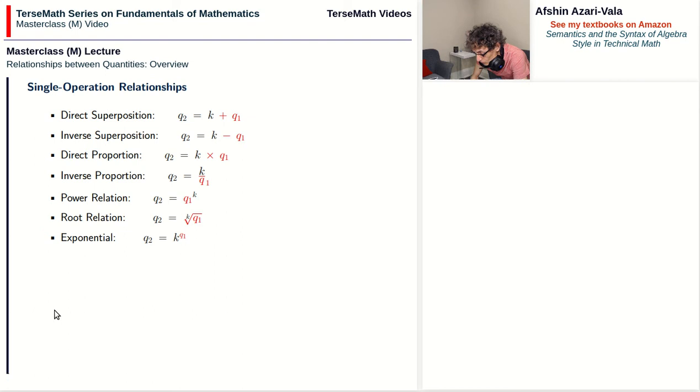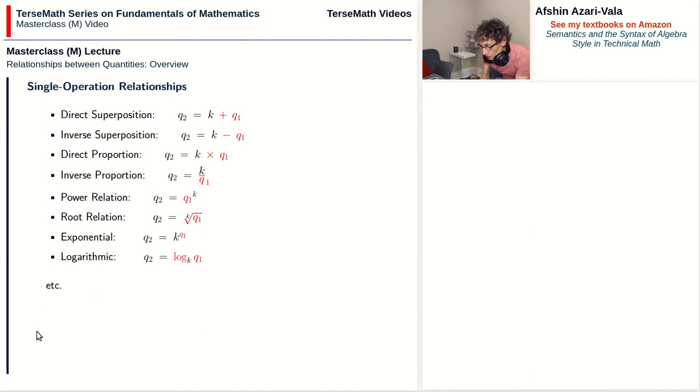And the inverse to exponentials is logarithms. And here we get log to the base k of Q1. You do notice that these are inverse operations. Direct superposition, inverse superposition deal with addition and subtraction. Direct proportion, inverse proportion deal with multiplication and division. These are inverse operations. Power relation, going to a known exponent. The inverse is the root relation, taking the kth root. Exponentials, constant to a variable. Logarithms, log to the base k of the variable.